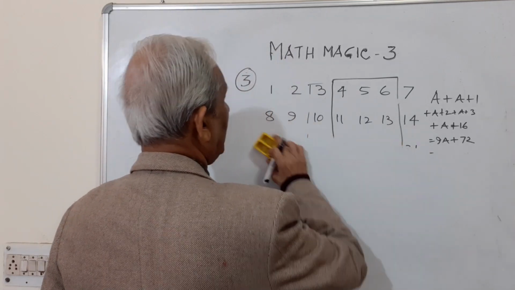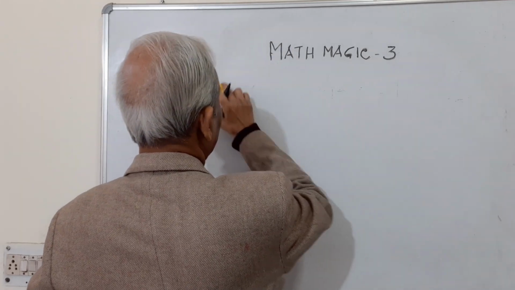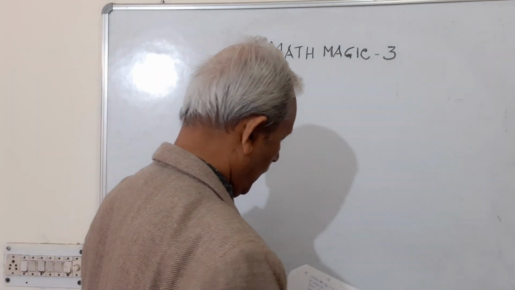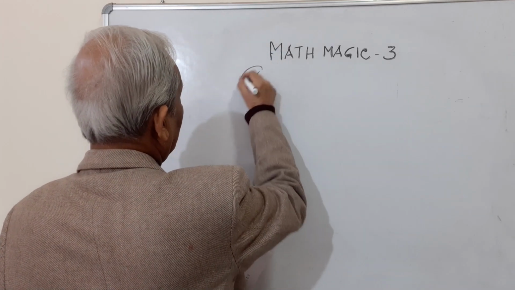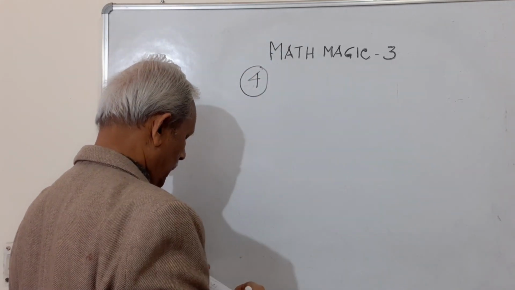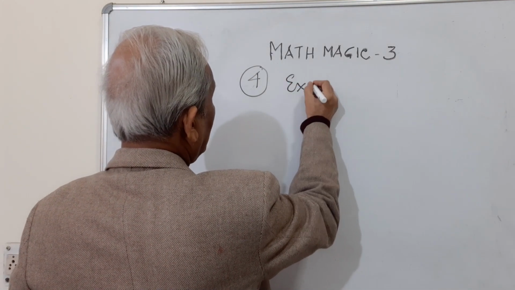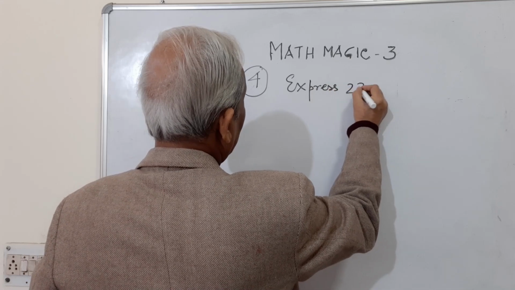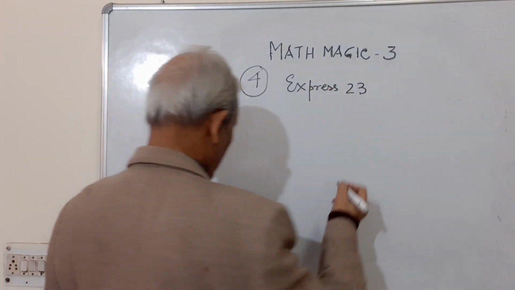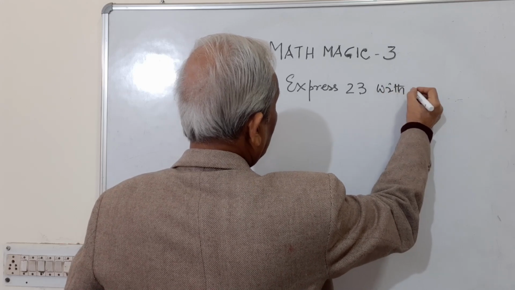Then another very interesting fact of mathematics, of any calendar. Now let us do the fourth one. The fourth question: can you express 23 with only 2's?